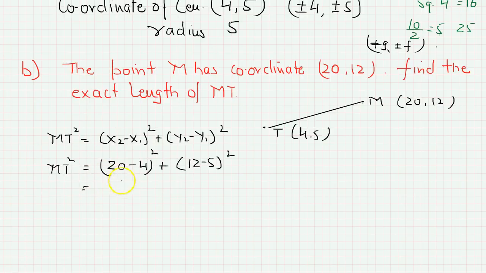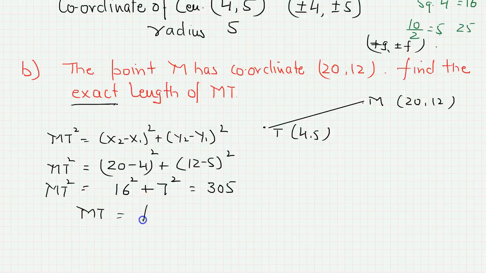This is 16 square plus 7 square. So that is 305. The question is asking for the exact length of MT, so we are going to write the answer in the form of surds. That is root 305. So that is the exact length of MT.